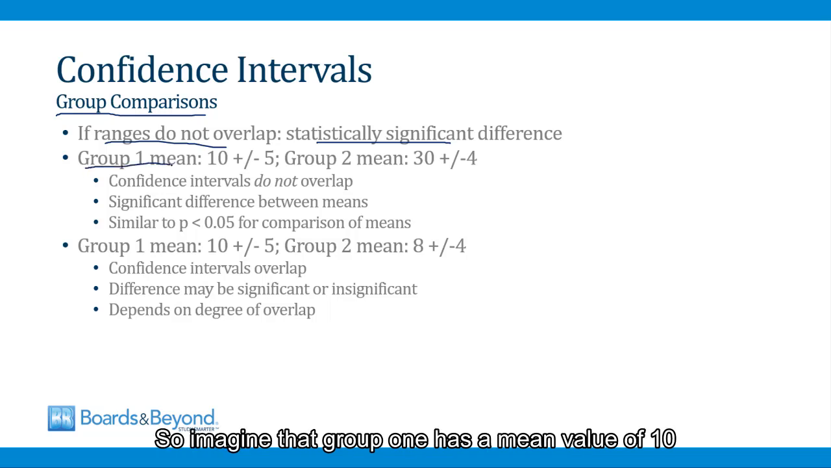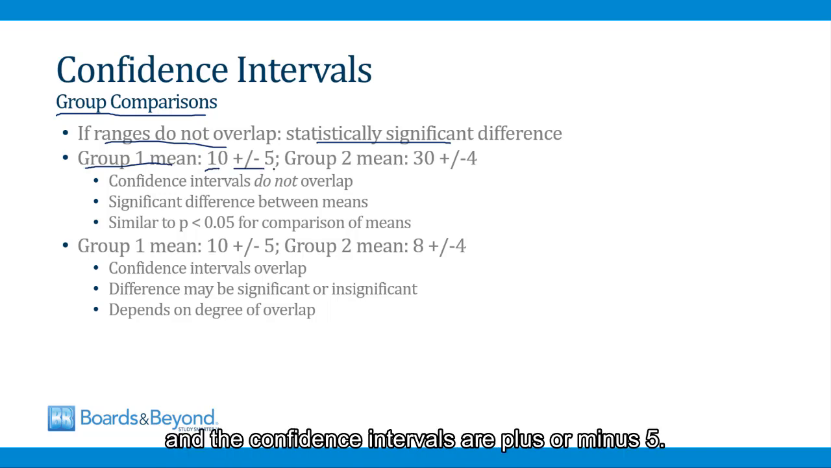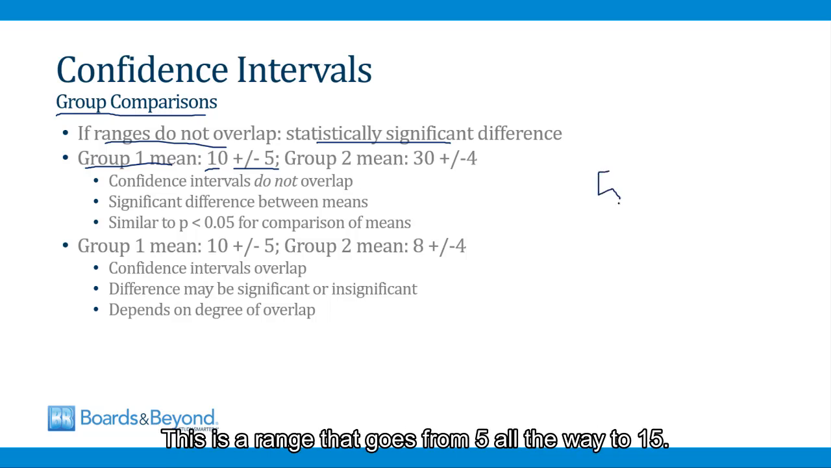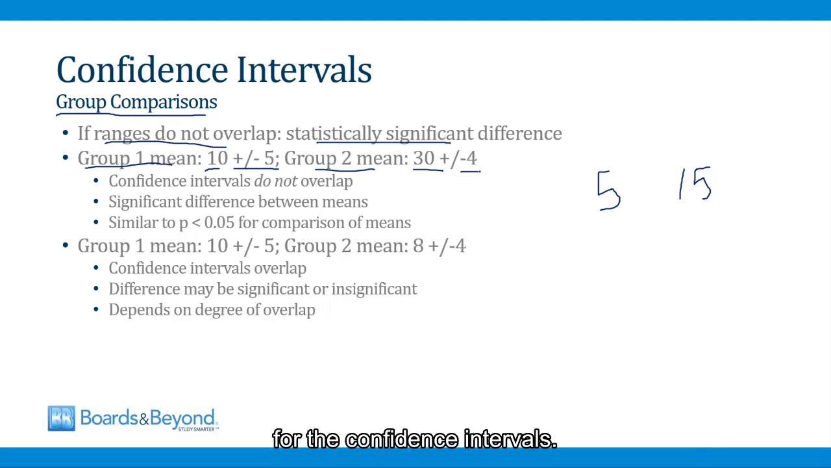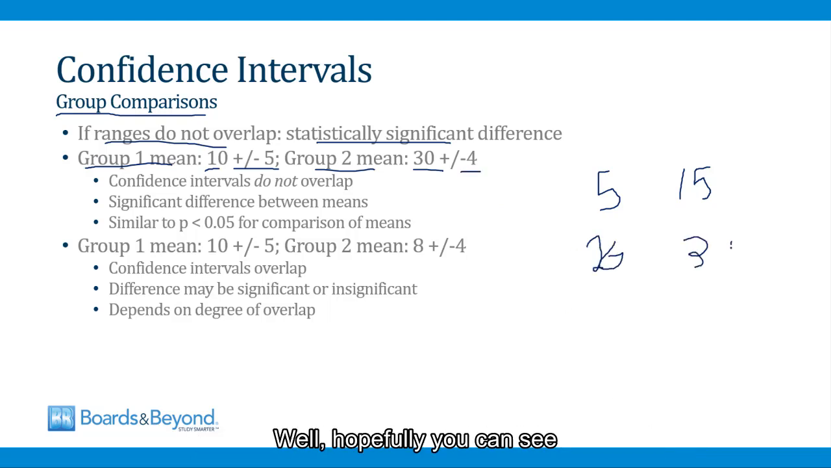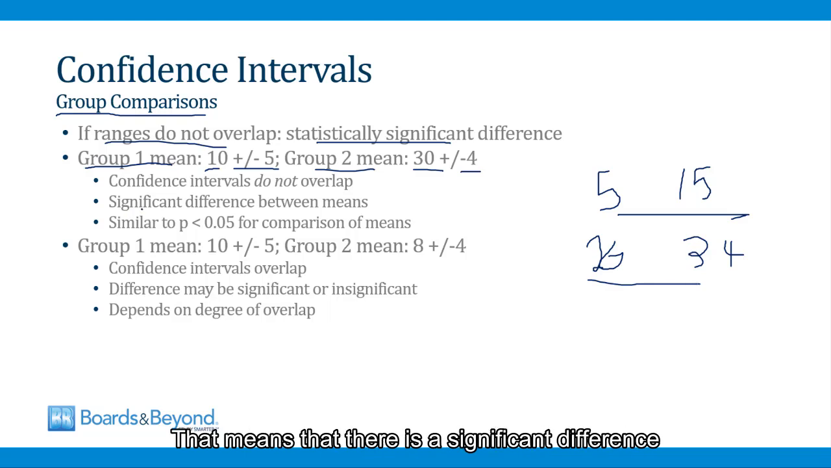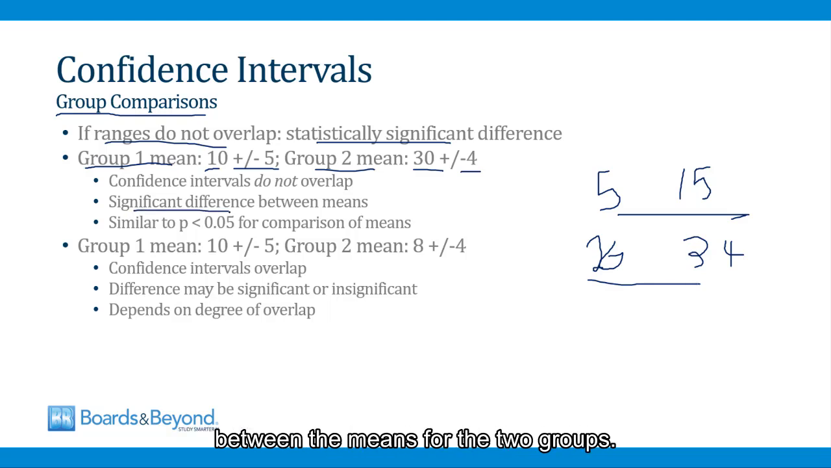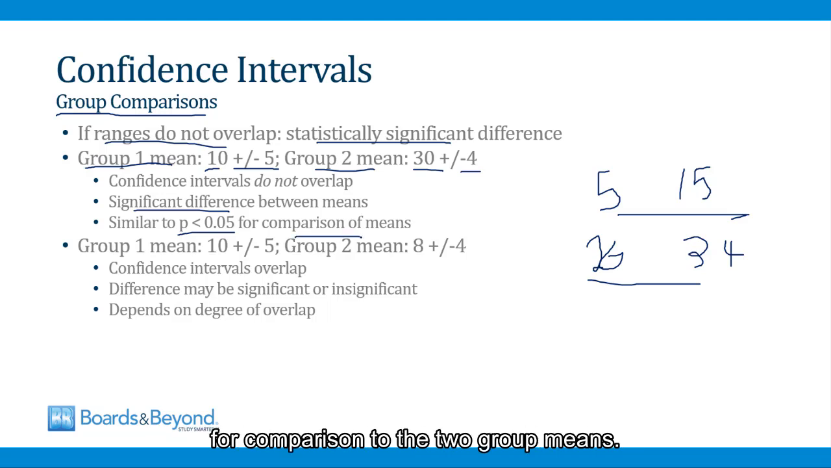So imagine that group 1 has a mean value of 10 for some measurement, and the confidence intervals are plus or minus 5. This is a range that goes from 5 all the way to 15. For group 2, let's imagine the mean for the same measurement is 30 plus or minus 4 for the confidence intervals. This is a range that goes from 26 all the way to 34. Well, hopefully you can see that these two ranges do not overlap at all. That means that there is a significant difference between the means for the two groups. This is similar to finding a p-value of less than 0.05 for comparison to the two group means.